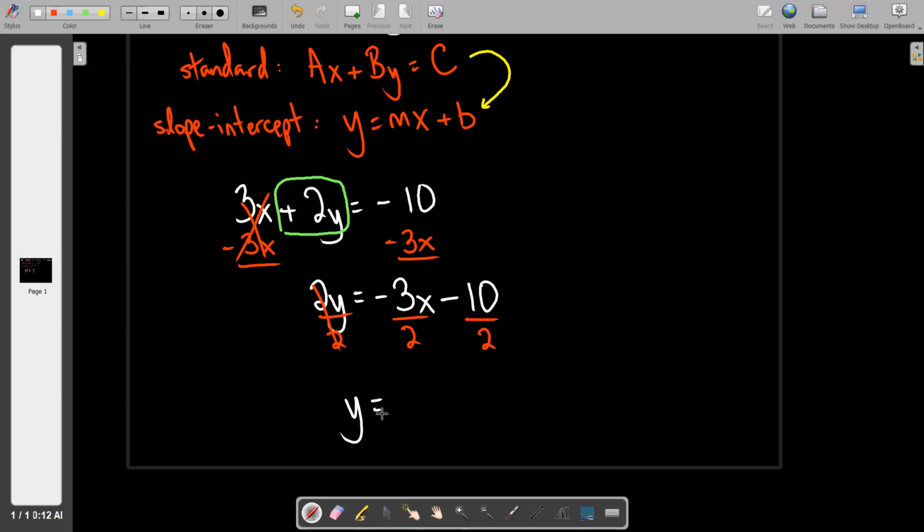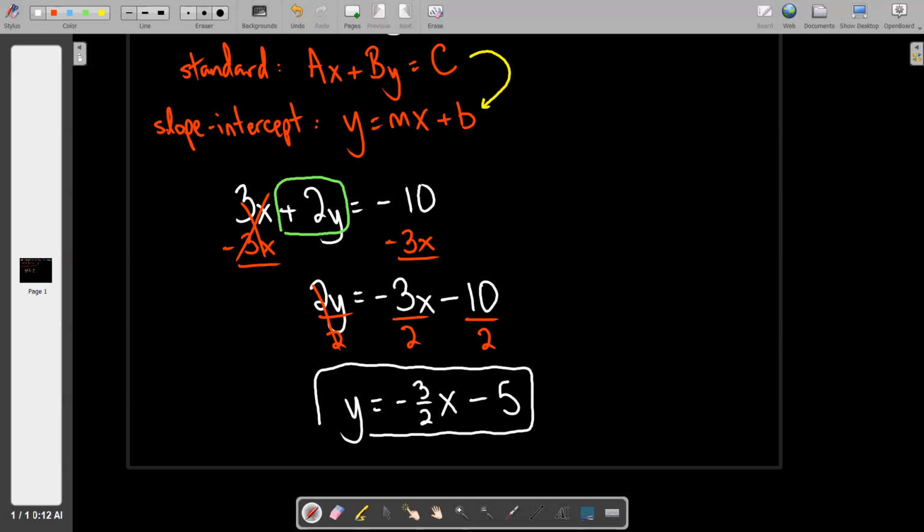As soon as you write y equals, you know you're done. Now you just got to not do anything goofy. Can you do negative 3 divided by 2? No. So you're just going to leave it as a fraction. And that's actually okay because that's going to wind up being your slope. Down 3, right 2. Can you divide negative 10 by 2? That's going to be my y-intercept.